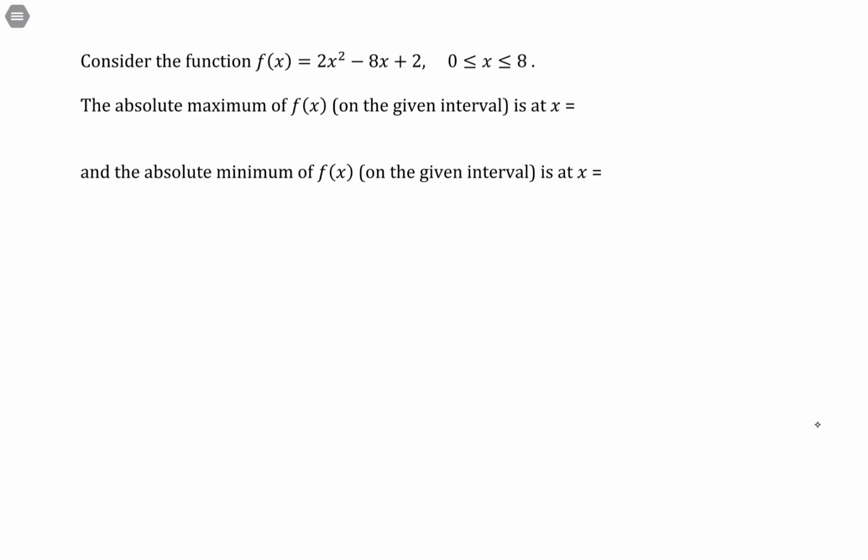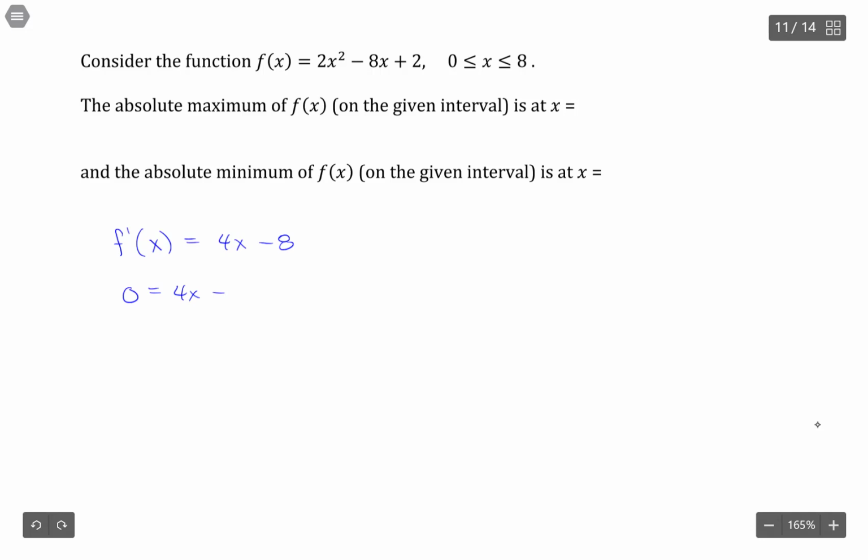First off, absolute maximums and minimums can occur at any location where the first derivative is equal to 0, so we have critical values. So I'm searching for critical values first. The derivative here is 4x minus 8, and if I set that to 0, 8 equals 4x, or x equals 2. And that is on this interval, so that's a good possibility.